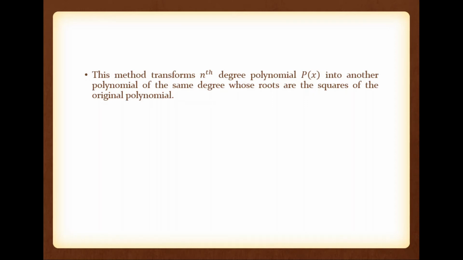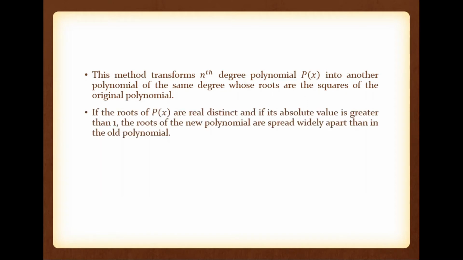So please note, we are transforming p of x into p1 of x, where the roots of p1 of x are the squares of the roots of p of x. Okay, and we are continuing that. Then we are transforming p1 of x to p2 of x, that p2 of x to p3 of x, etc. So what is happening after each transformation? The roots are squaring.